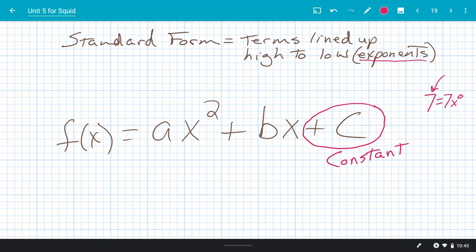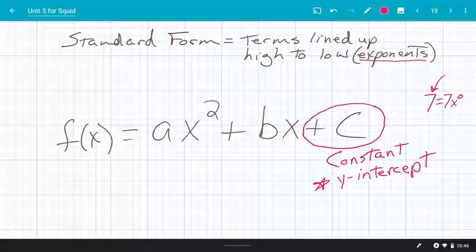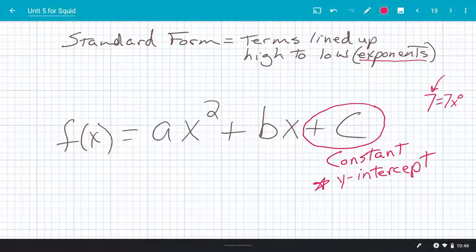Well, that's cool. But what I want you to get today, and this might be the new thing for you, is that a constant is also, and this is important, the y-intercept. We are going to begin graphing these quadratics today. And the first thing I want you to get is that the constant is also the y-intercept. Just as a refresher, the y-intercept is where the graph crosses the y-axis, right? And here's the cool thing. Any type of polynomial function, any type of graph that we're going to do, if it's in standard form, the constant is always your y-intercept.